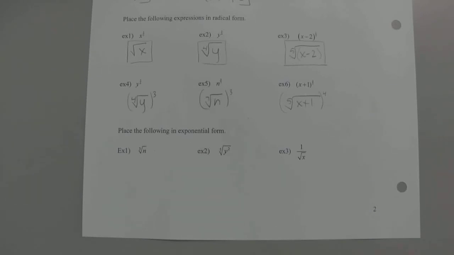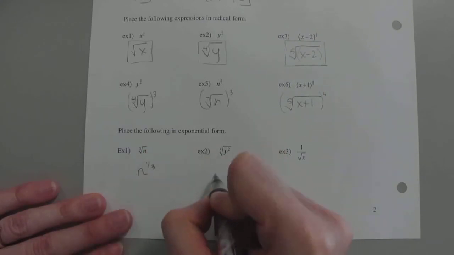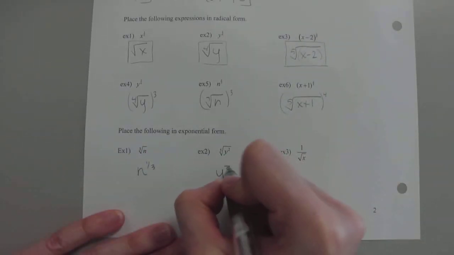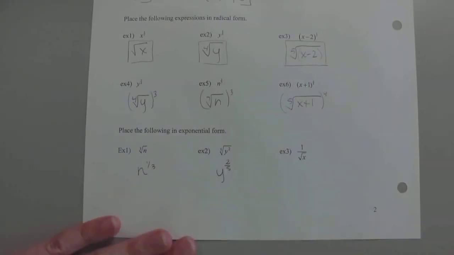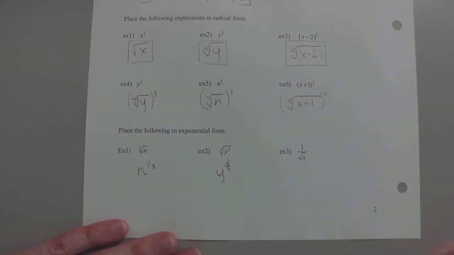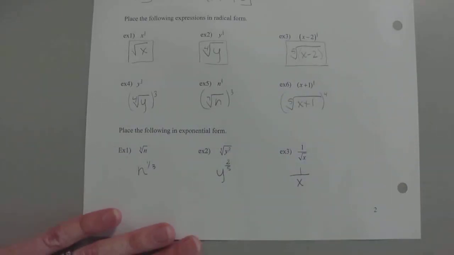So if they give you a radical, can you put it as a rational exponent? And you can. Remember the 1/3, yes, the root is your n, the denominator. So this is just n to the 1/3. Y to the. So remember the root is your denominator. So what's going to be our denominator? 5. Yep. And so the remaining guy is your numerator.